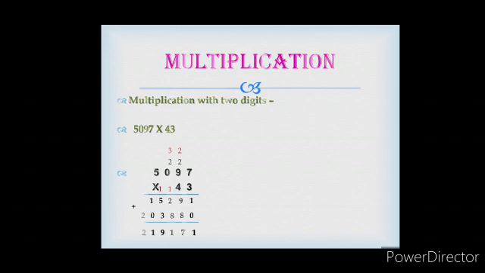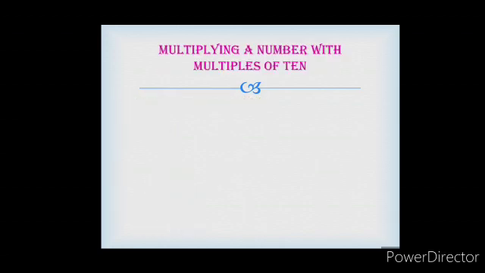Now let's move ahead. Multiplying a number with multiples of 10. Now what are multiples of 10? The numbers which contain 0 at the end. Okay, those are multiples of 10. For example, 10, 20, 30 or 100, 200, any number which carries 0 at the end, at ones place we can say. So here comes 118 into 200.